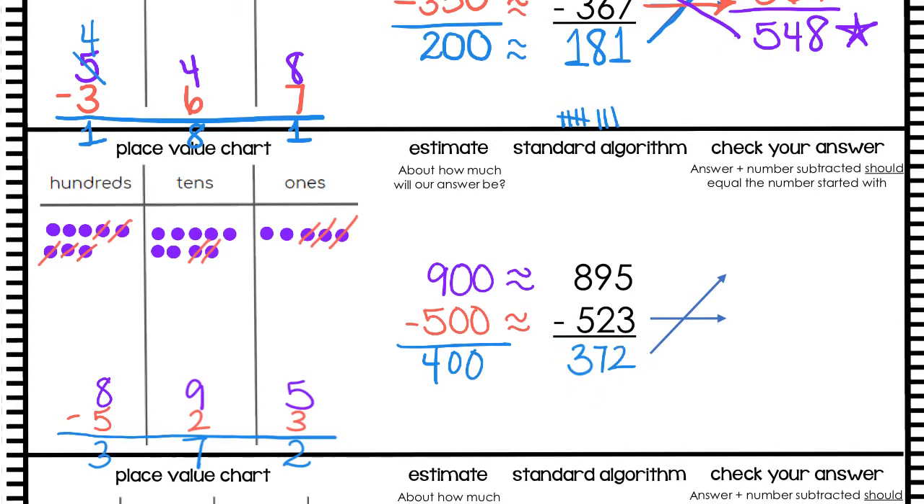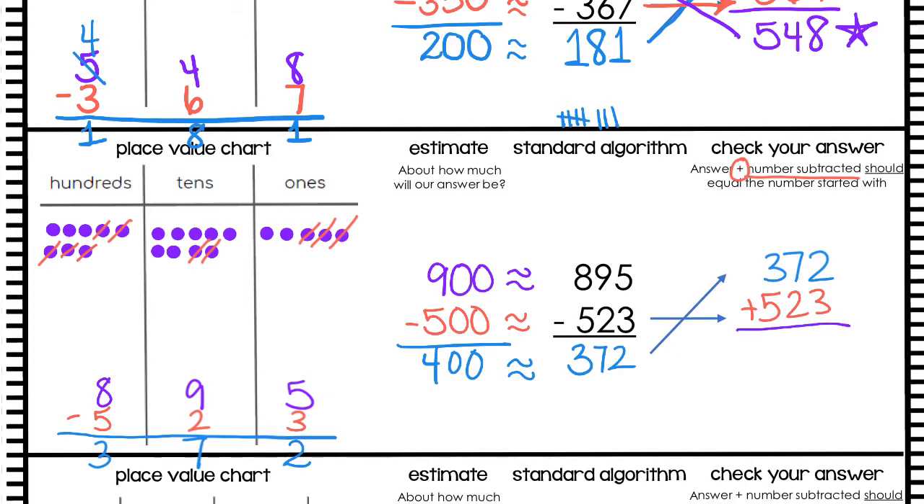372 is about 400. So I got 372 here and 372 here. It is about 400. Let's check our work. We start with our answer, which is 372. We're going to add the number that we subtracted. So we're adding 523 to see if we got the correct answer.